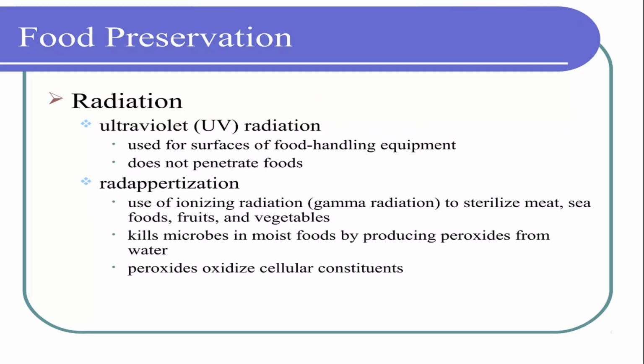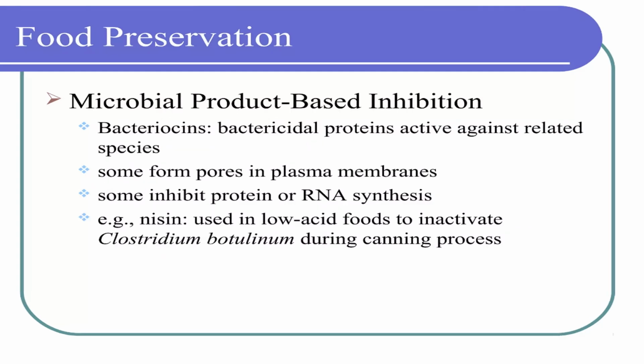Radiation. Ultraviolet UV radiation is used for surfaces of food handling equipment and does not penetrate foods. Radappertization uses ionizing radiation, gamma radiation, to sterilize meat, seafoods, fruits and vegetables. It kills microbes in moist foods by producing peroxides from water. Peroxides oxidize cellular constituents.